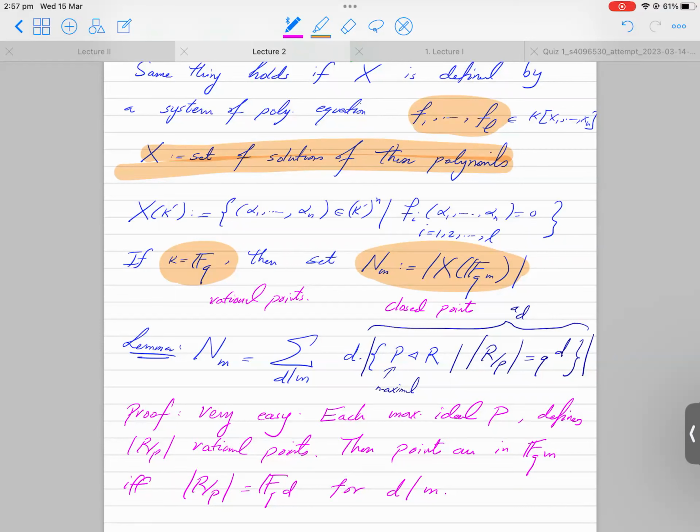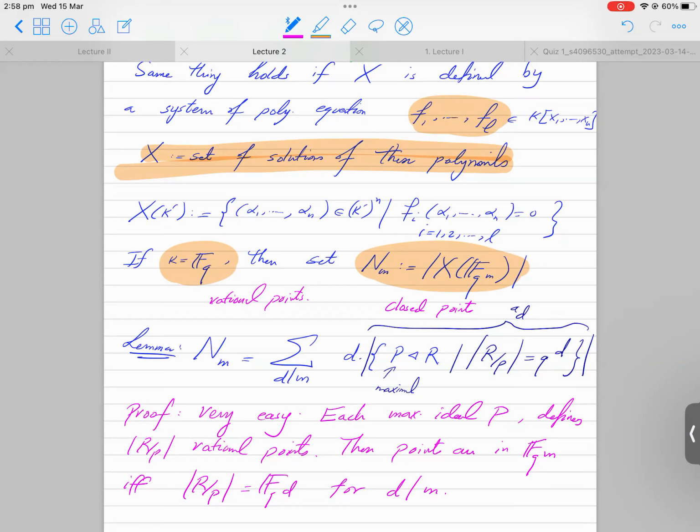And the number of such things is AD, and each of them gives you so that many rational points. So you put this together and you get this formula. The details are not important. I'm not expecting you to follow the proof if you haven't seen it before.